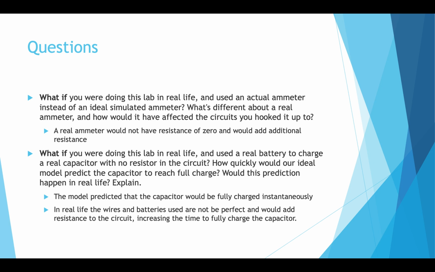The next question is: what if you were doing this lab in real life and used a real battery to charge the real capacitor with no resistor in the circuit? How quickly would the ideal model predict the capacitor to reach full charge? Would the prediction happen in real life? So the model predicted that the capacitor would fully charge instantaneously, essentially, but in real life, the wires and batteries that are used are not perfect and would add resistance to the circuit, thus increasing the time to fully charge the capacitor.